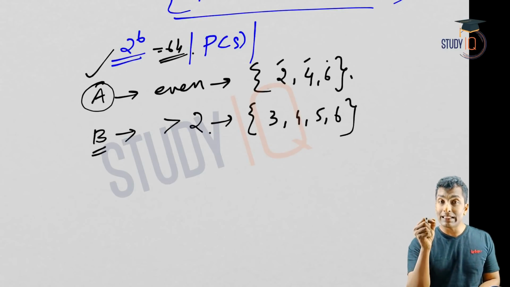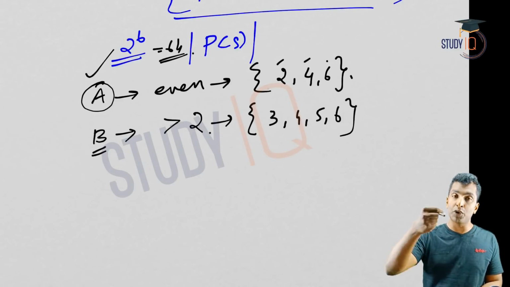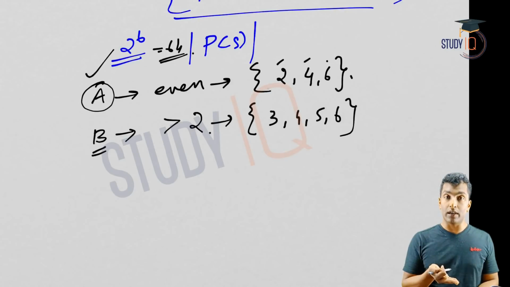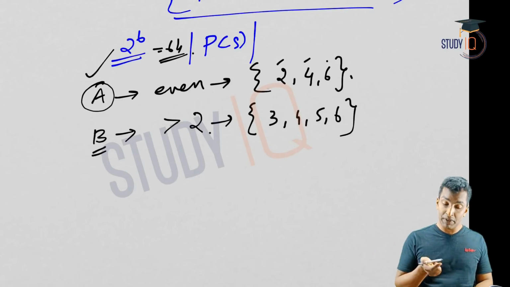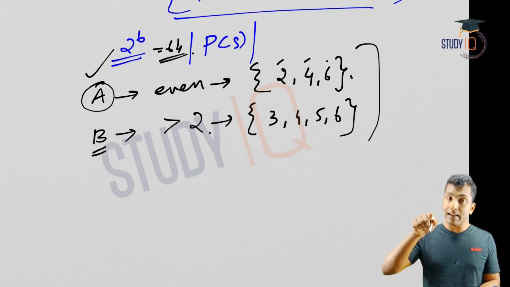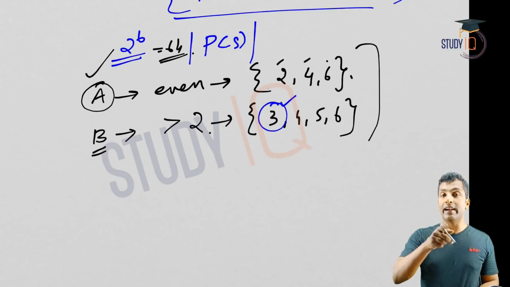Now I can say event B occurred if any of the elementary events associated with B is the outcome. So if the outcome is 3, I'll say event B occurred. If the outcome is 4, again I'll say event B occurred. If the outcome is 5, I'll say B occurred. If the outcome is 6, I'll say B occurred. Now if you combine these two, if you get outcome 3, I will say event B occurred, but event A does not occur.